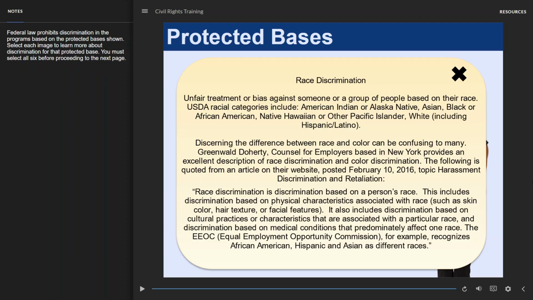Race discrimination is discrimination based on a person's race. This includes discrimination based on physical characteristics associated with race, such as skin color, hair texture, or facial features. It also includes discrimination based on cultural practices or characteristics that are associated with a particular race, and discrimination based on medical conditions that predominantly affect one race. The EEOC, Equal Employment Opportunity Commission, for example, recognizes African American, Hispanic, and Asian as different races.